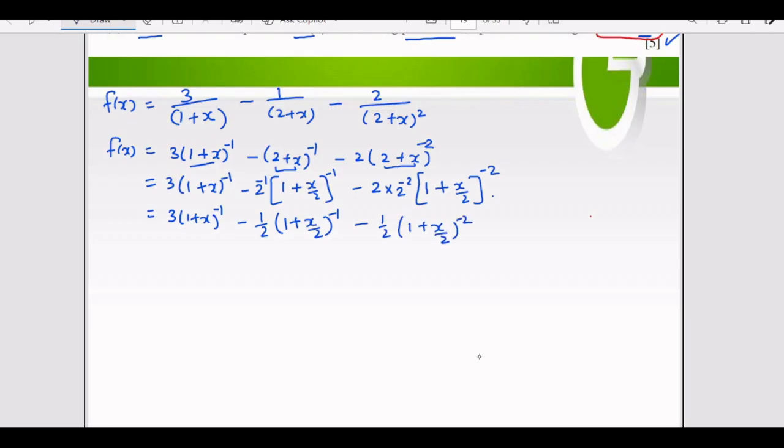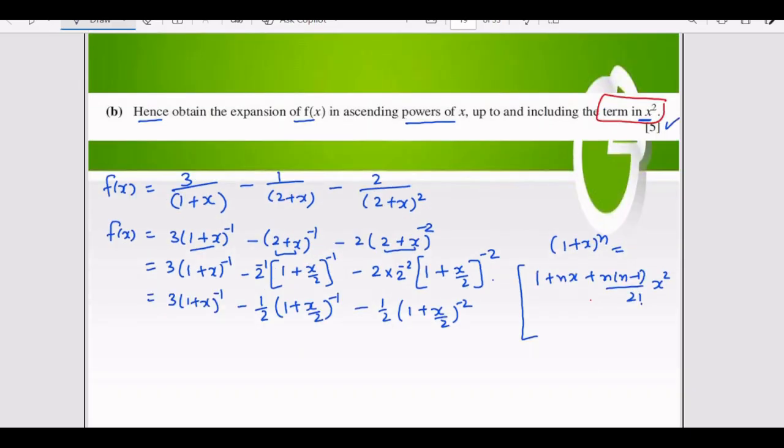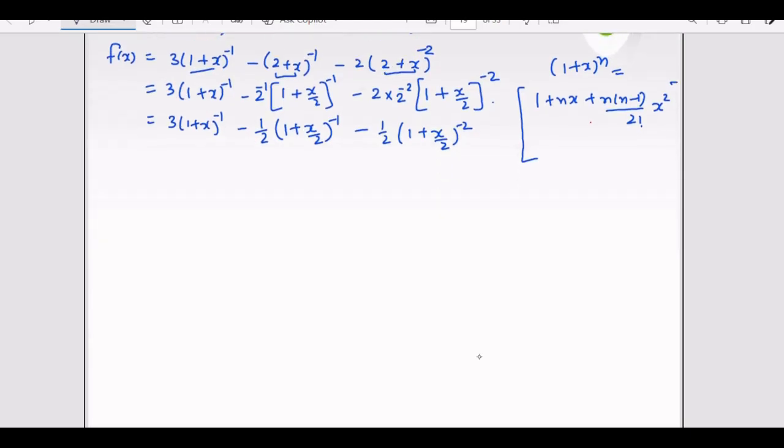Now we can apply binomial expansion. For the binomial expansion we have 1 plus nx plus n into (n minus 1) over 2 factorial x squared. This is the expansion of (1 plus x) power n. So we are taking up to the square because we are given in the question that you need the term up to x squared, right? So we will be using this formula here. So then our f(x) becomes, we are going to apply this formula one by one.